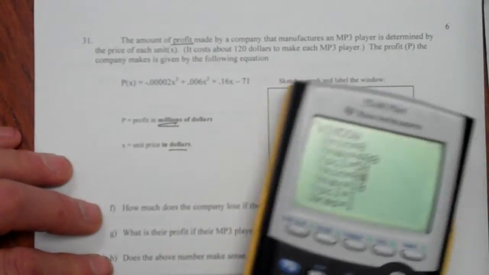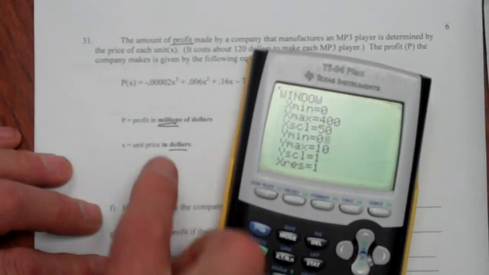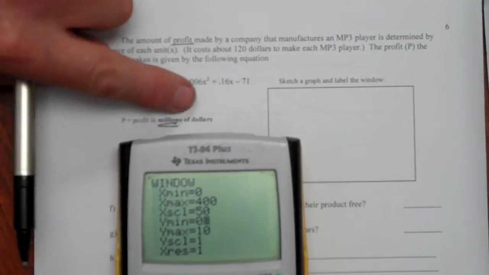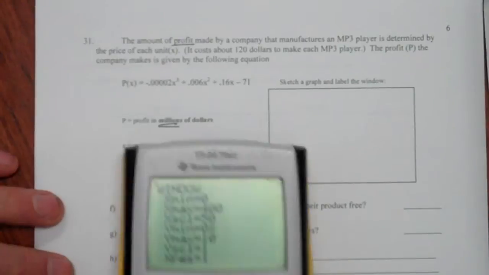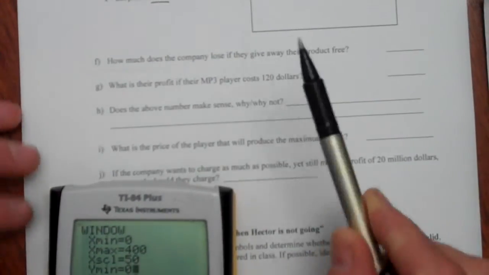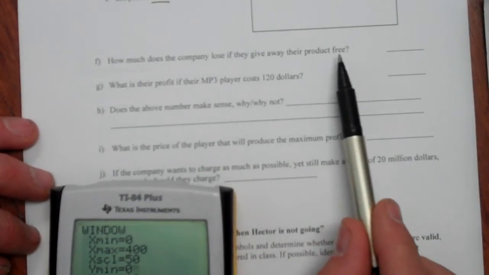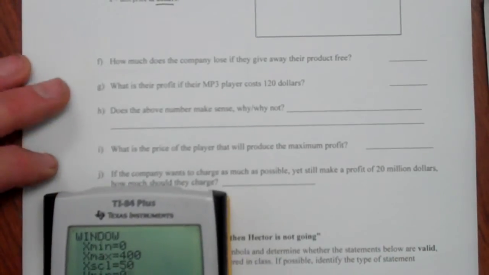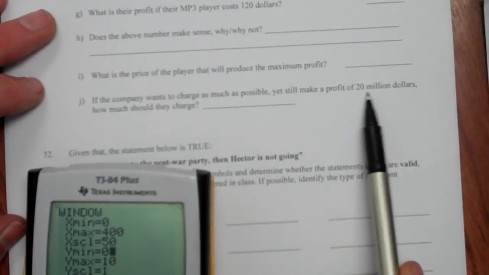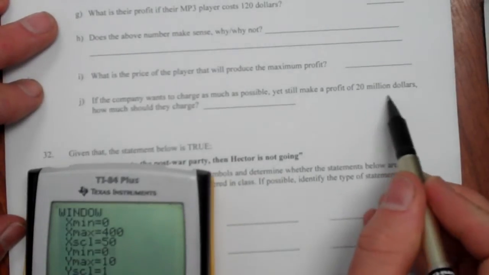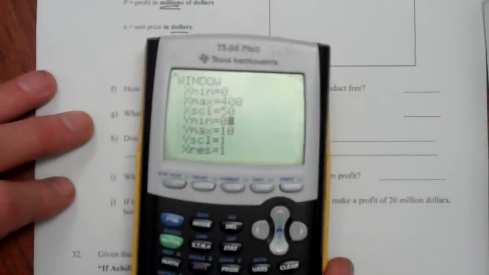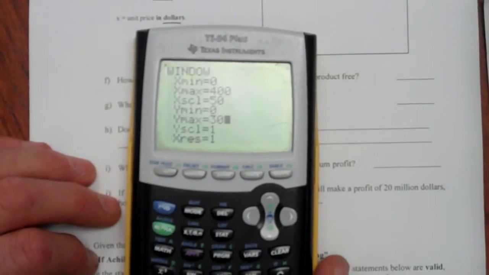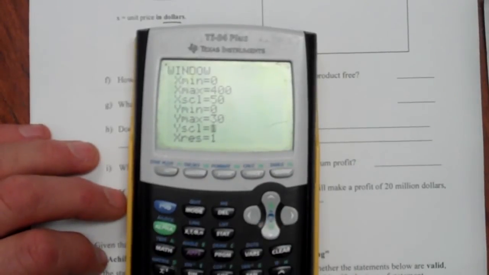Now the amount of profit that I might make is in millions of dollars. It always pays to read the entire question, because sometimes they'll give away how many millions we might be expecting. Here they're talking about a profit of $20 million, a major hint that you're going to maybe go up to 20 million. So I'm going to say my Y maximum will go to 30, in millions of dollars, and the scale maybe every 5.